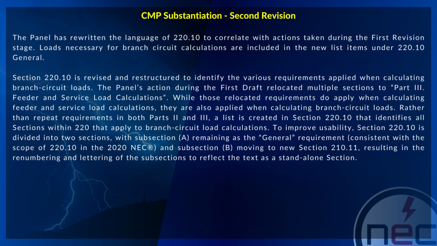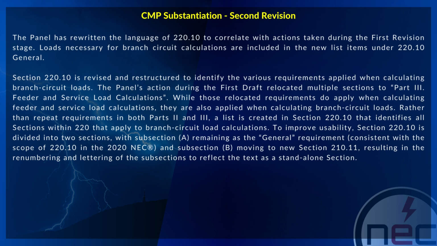While those relocated requirements do apply when calculating feeder and service load calculations, they are also applied when calculating branch circuit loads. Rather than repeat requirements in both Parts 2 and 3, a list is created in Section 220.10 that identifies all sections within 220 that apply to branch circuit load calculations.